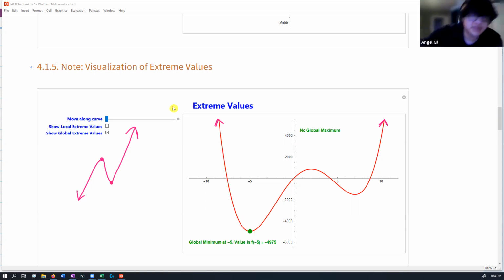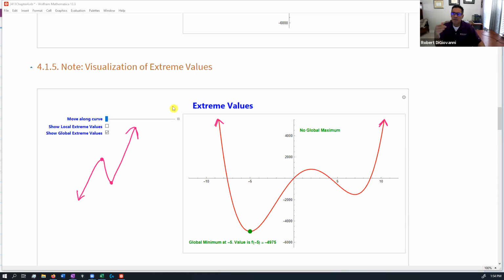Wait, just a question, might be really dumb. What is it? Can't infinity be a global maximum because it's infinitely rising up, or is that not... it doesn't make any sense? I understand what you're saying, but infinity is not a number.